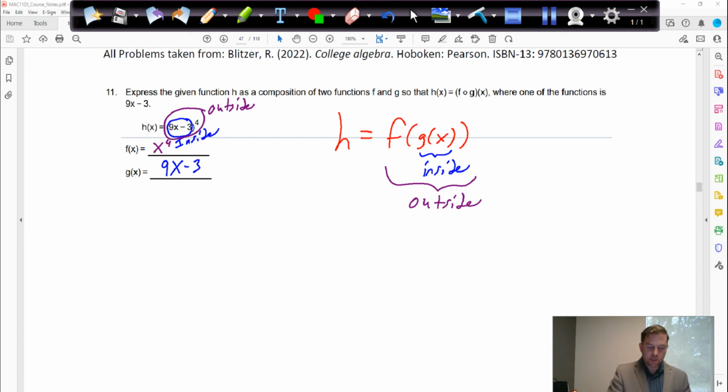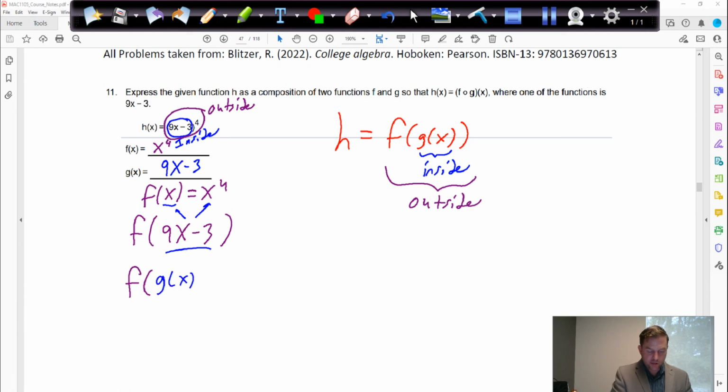Now let's see if this makes sense. So if I have f of 9x minus 3, but f is x to the 4th, then I replace that x with 9x minus 3. I'm going to get f of g of x is equal to the inside stuff, 9x minus 3. And then what am I doing to it? We're raising it to the fourth. So all you need is x to the fourth there. And then once that x is replaced with this inside stuff, it will become exactly 9x minus 3 to the fourth. So just to be clear here, let me delete some of this.